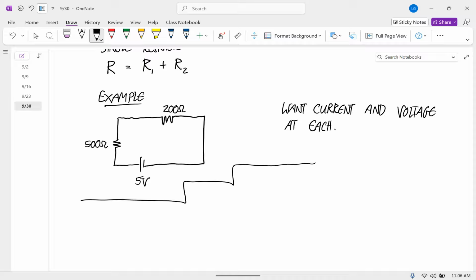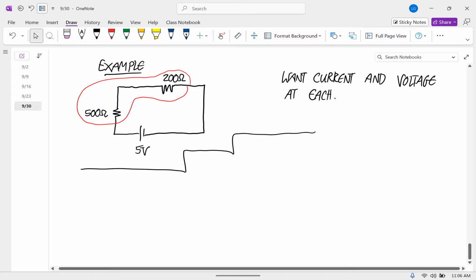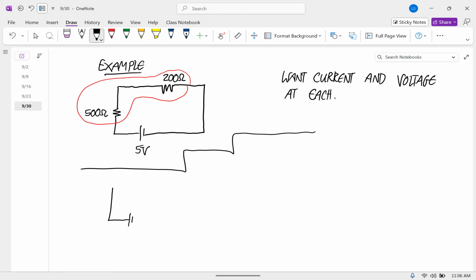So what we're going to do is first lump these two things together and treat this like it's a single resistor. And so I can redraw this schematic. It doesn't like when I do that resistor symbol. Okay, so we still have 5 volts here. This is the positive side and the negative side. What's the resistance of this combined thing? Yep, 700.